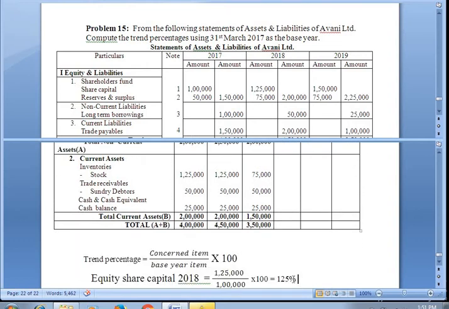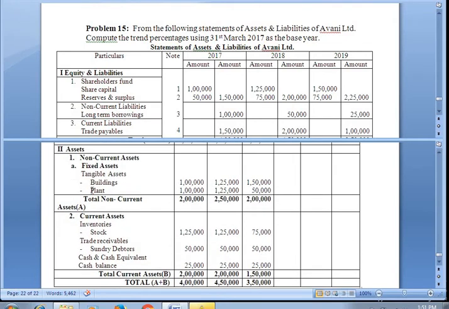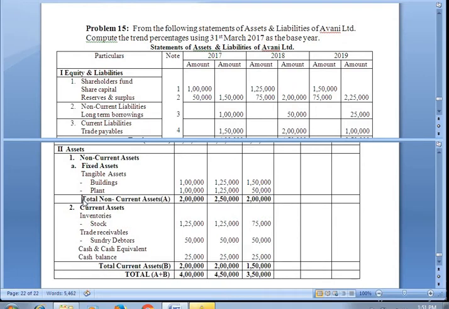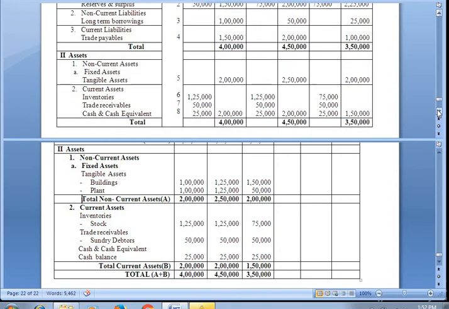Next one is the asset side. In the asset side, first one is non-current assets. In non-current assets, the sub point is fixed assets. In fixed assets, first one is tangible assets, and tangible assets include buildings and plants. The amount of buildings is 1 lakh for the year 2017, so it is 100%.